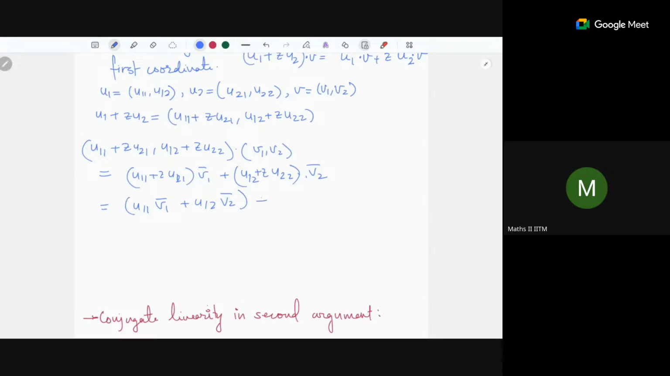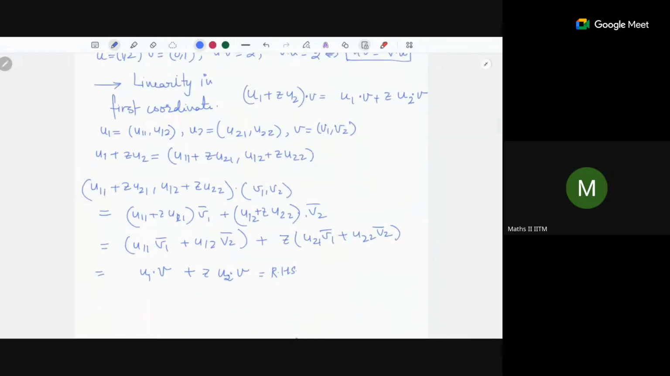Okay, you club this together, and then z you can take out, and then it will be u1 dot v and u2 dot v. Now this is the expression for u1 dot v, and the second is the expression for u2 dot v. This is the RHS. All right, so this is how you can prove that it is linear in the first coordinate.